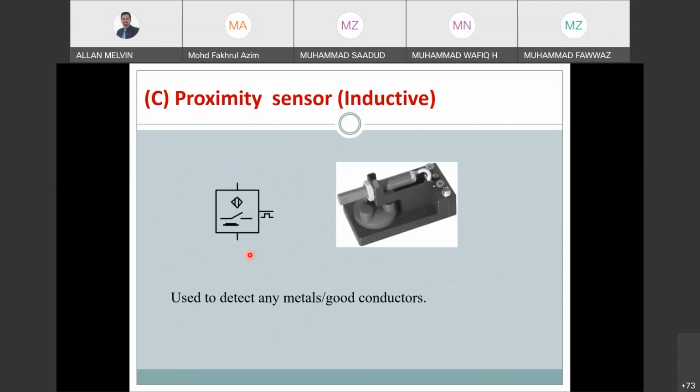So this is the inductive type. For the inductive type, at the bottom it has this symbol. The rest is the same, only the bottom part will change. This is the physical inductive proximity sensor, and it has its function. An inductive proximity sensor is used to detect metal or good conductors, anything that can conduct electricity or current. So normally for metal, you will use an inductive type of proximity sensor. If in your production line you want to detect something related to metal or any material that is a good conductor, you can use an inductive type of proximity sensor.